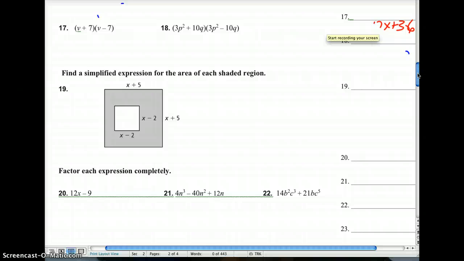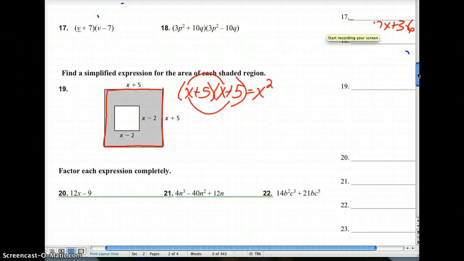So when I'm doing the area of the shaded region, if I do side times side here, I'll get the whole entire big square. And I'm going to do that first. I'm going to do base times height, or length times width, or side times side of the outermost square. To do that, I have to FOIL. And I get x squared plus 5x gives me plus 10x. 5 times 5 gives me 25. That's the whole thing. Well, I don't want the whole thing. I want to get between the big and the little.